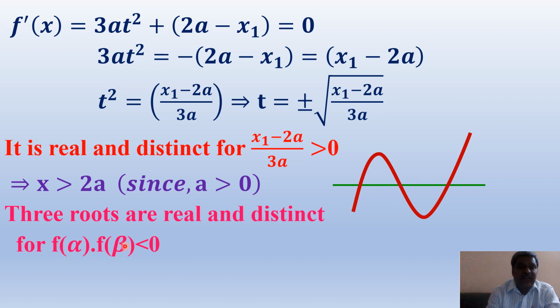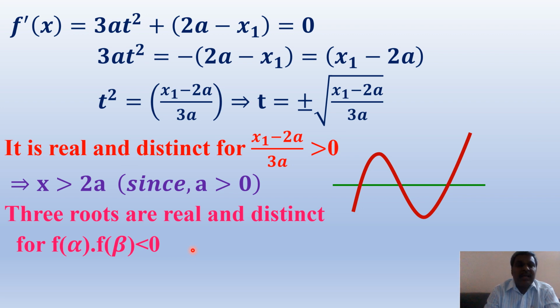If f of alpha and f of beta are less than 0, then automatically you have one local minimum and one local maximum, and they are both on opposite sides of my x-axis. This is my x-axis. So our x-axis intersects the curve at 3 real and distinct points. That is why the number of real roots is how many? 3. So we obtain 3 real normals drawn from the given point. The condition is f of alpha into f of beta less than 0. So what is my first root? Plus root of (x1 minus 2a) by 3a, and the second root is minus root of (x1 minus 2a) by 3a.